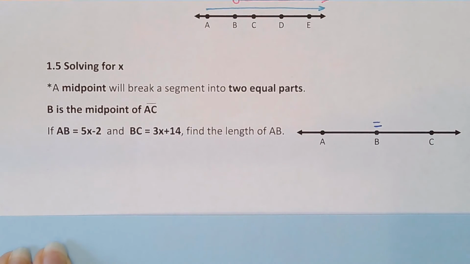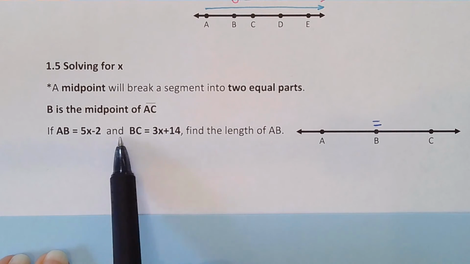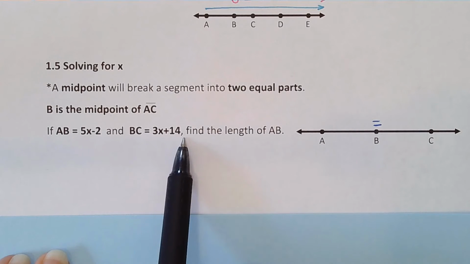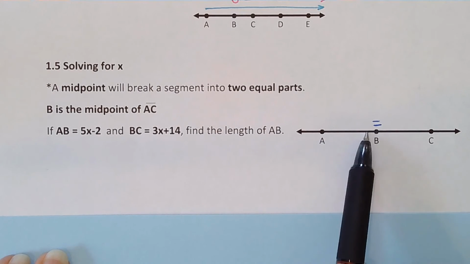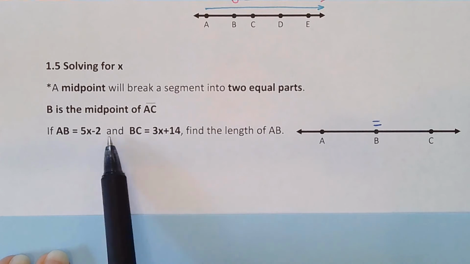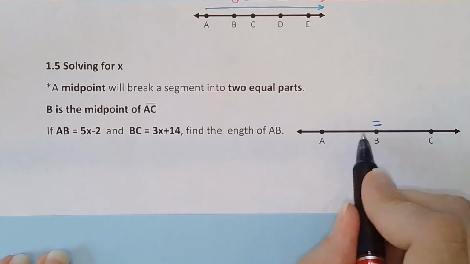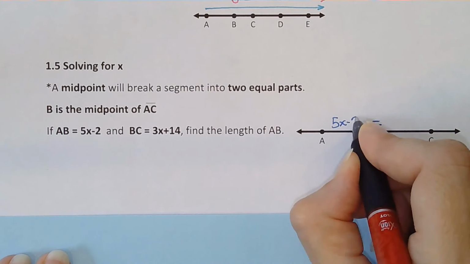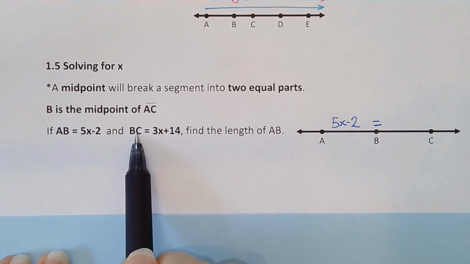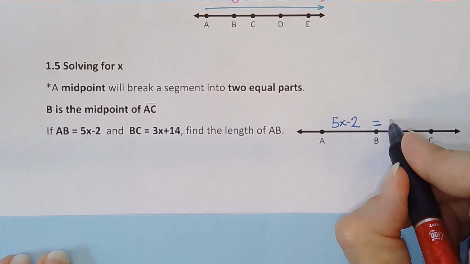Let's take a look at the next thing that they tell us. They're saying if AB equals 5x minus 2 and BC equals 3x plus 14, find the length of AB. So we're trying to figure out how long this is, and we're just given these expressions here. We're told that AB, so that's this segment right here, is 5x minus 2. And we've got BC, this part right here, is 3x plus 14.